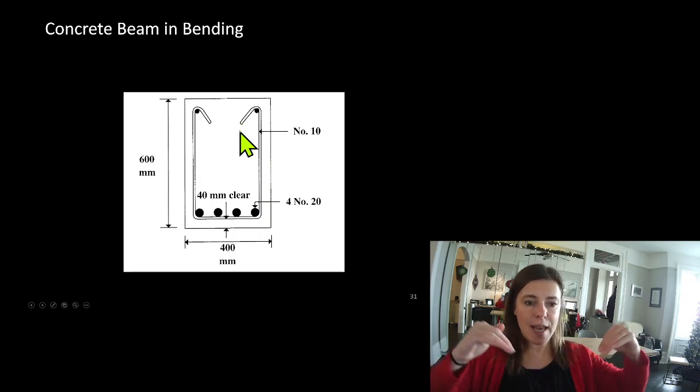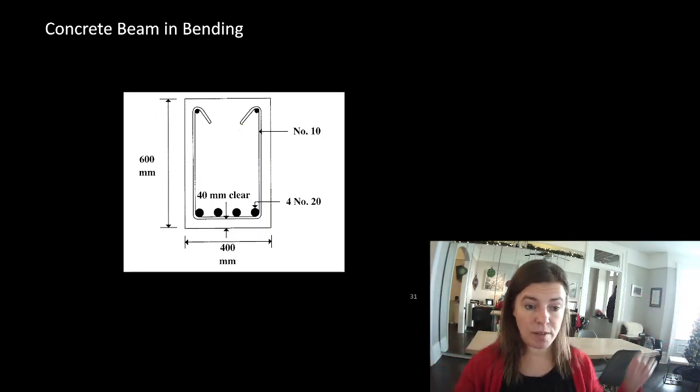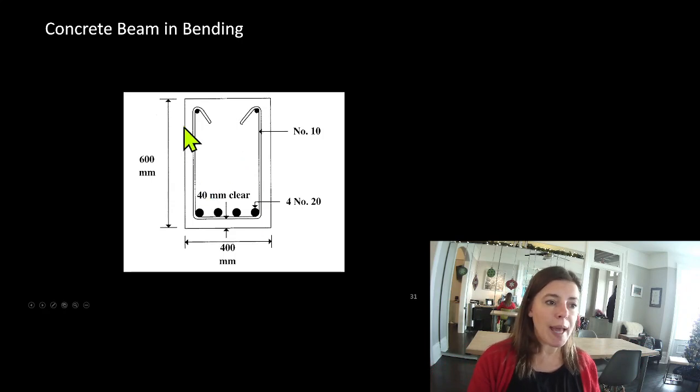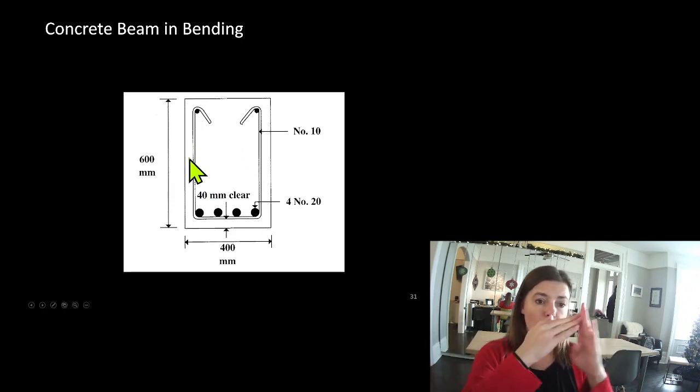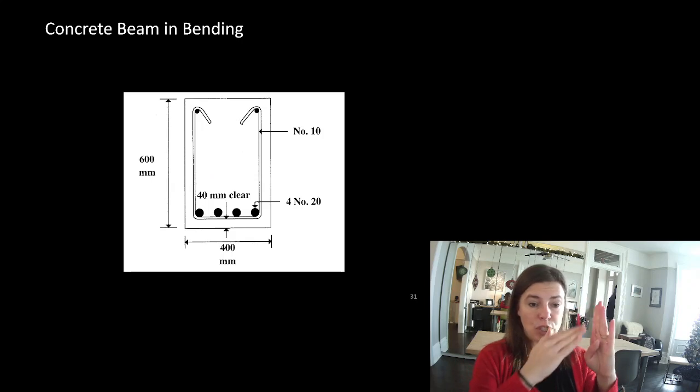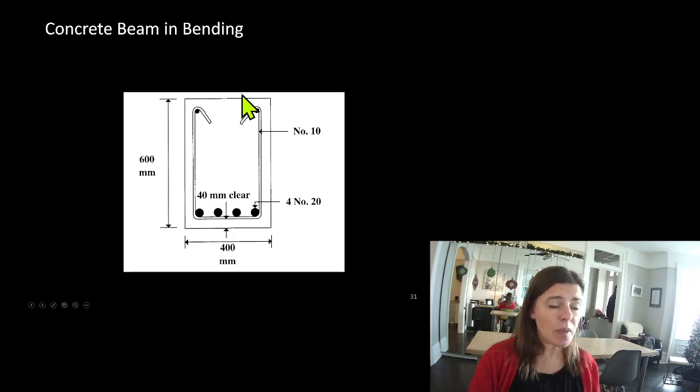Remember, the cracks tended to propagate in a diagonal in shear, and so we want these to cross the path of the propagation of that crack. So what are these two pieces of reinforcing doing? Well, most of the time, they're holding the ties up.